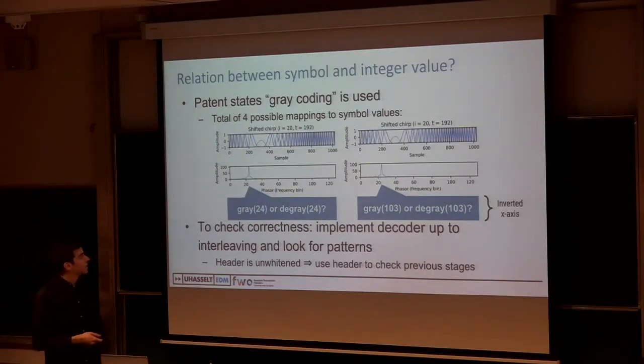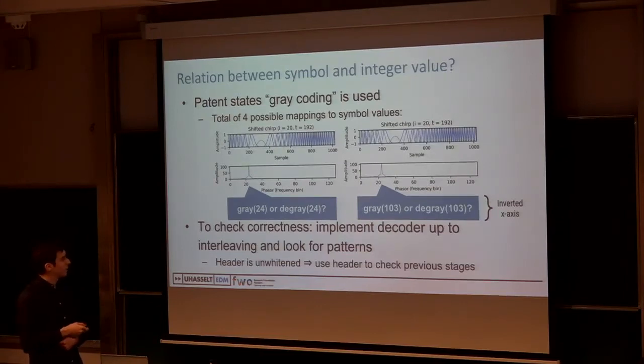Anyway, on to the relation between the symbol and the integer value. Here we have our example again with I equals 20 with a certain shift. There are multiple ways to interpret this. For example, you could interpret the x-axis as is, so this is equal to 24. But then the question is, do we use gray encoding or gray decoding to get the real value of I? Similarly, we can interpret the x-axis as inverted. In that case, this would be 103, or we can do degray of 103.